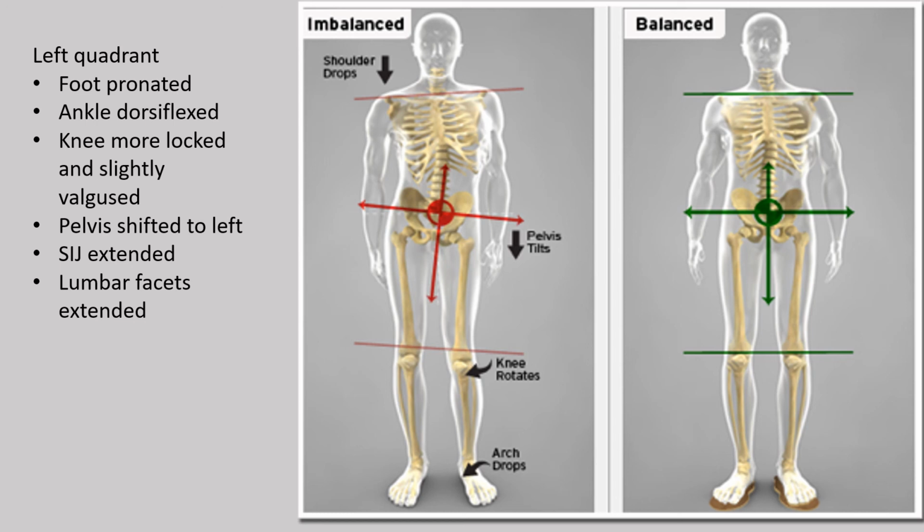Assuming the left leg is long, as in the slide, the left foot will be pronated more than the right, with lower arches and a slightly everted calcaneum. The knee will be more locked than the right and slightly valgused, and there will be deviation of the pelvis to the short side, at least osteochromatically speaking, with extension of the lumbar facets on the left and flexion on the right. That is a scoliosis with concavity to the left and convexity to the right.